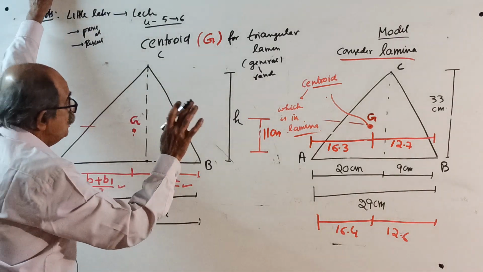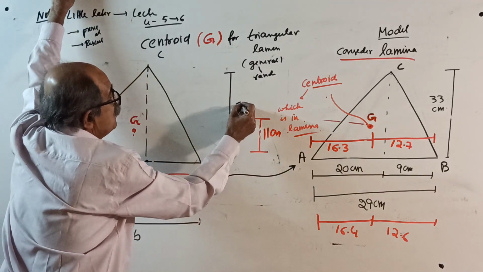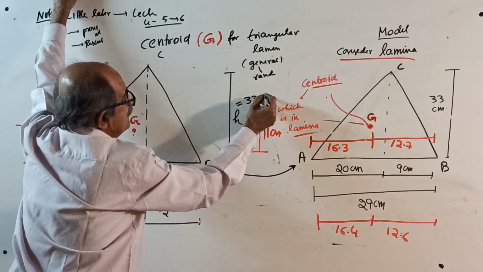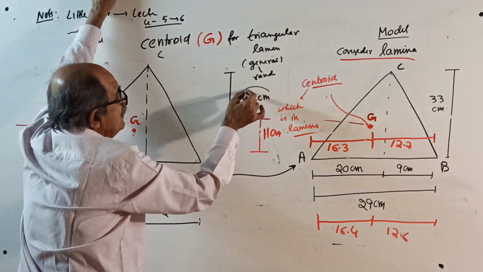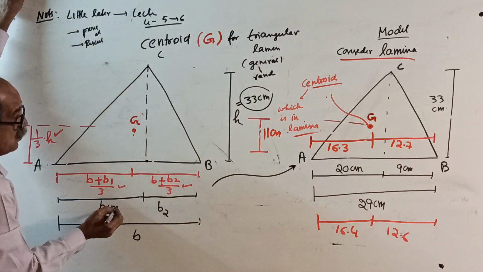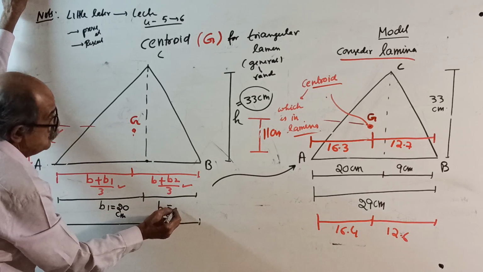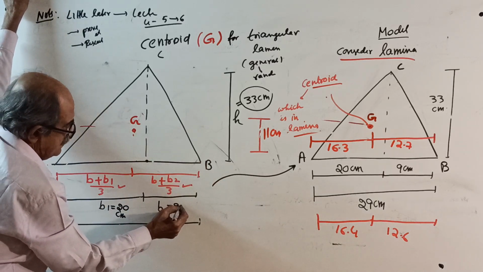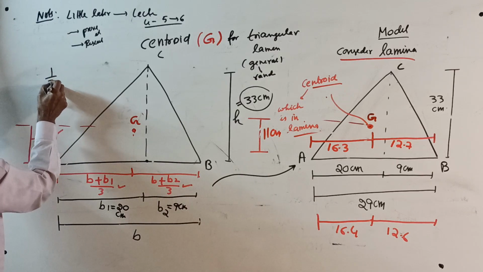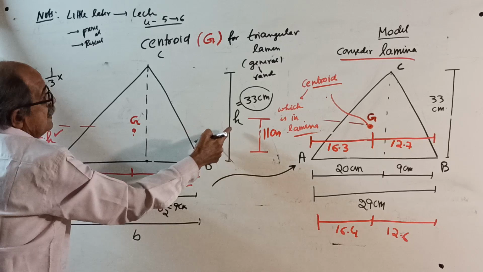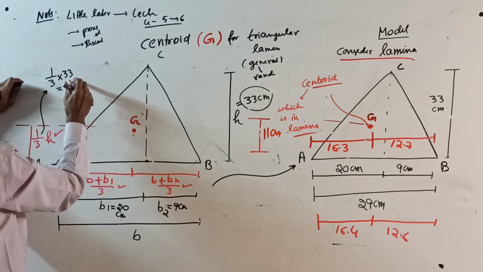Okay, now do one thing. Consider this one with that one. Your h will be equal to 33 centimeter right here. Now write one more sketch. If I refer to the model, h is 33 and your B1 equals 20 centimeter. And B2 equals how much? 9 centimeter. Then your 1/3 of h will be 1/3 of 33, equal to, use the calculator, 11 centimeter. Right here.